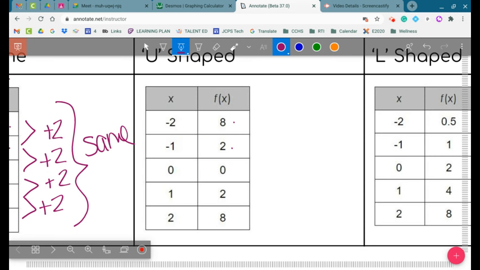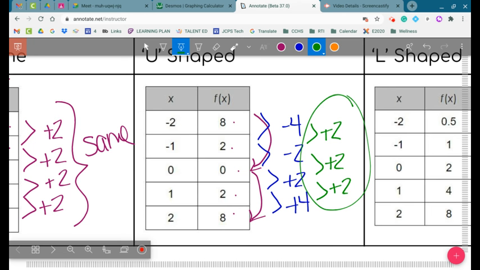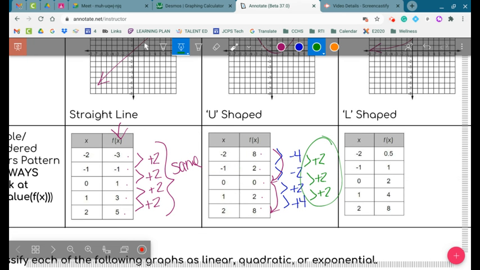Quadratic, you have 8, 2, 0, 2, 8. So you go down, and then you go back up. Another way to look at this is what we call a double difference. So this goes down 4, down 2, up 2, up 4. So that's the first difference. And the second difference should be the same. So this was, no, not -2, +2, +2, +2. So this second round of differences should be the same if it's quadratic. But normally you should be able to see the pattern.